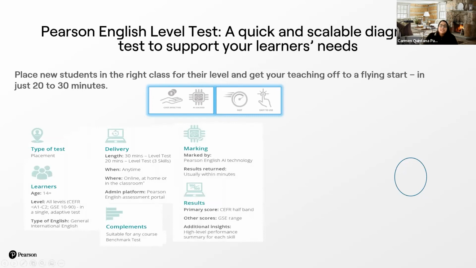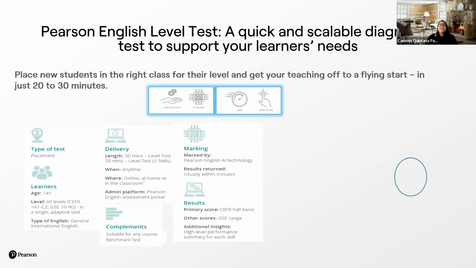Now, let me get a bit into more detail. The placement test covers all levels, and it produces results in the CEFR bands, but it also gives you a GSE range. It is suitable for learners 14 and older, and you can have a shorter version, a 3-skill test that does not include speaking, and it can be done in as little as 20 minutes using a computer from anywhere, basically. Or you can have the 30-minute version, which includes the 4 skills.